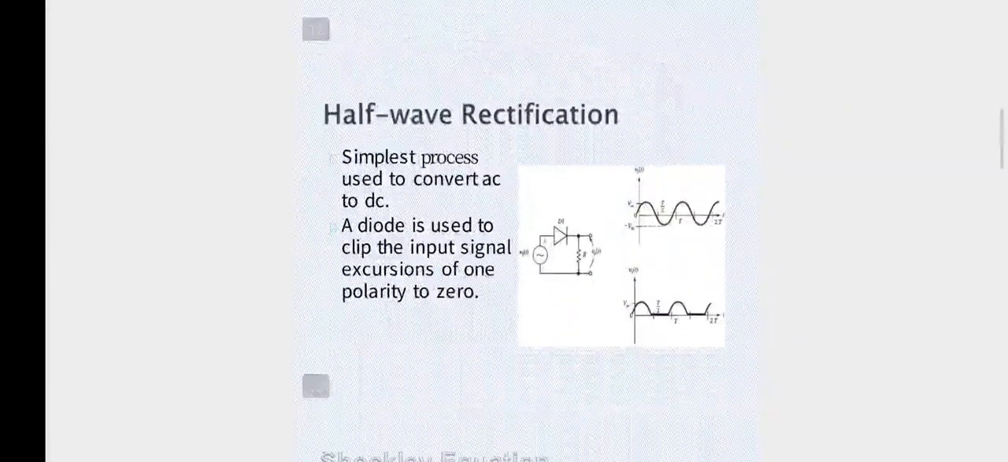Diodes are generally used for rectification purposes. What is a rectifier? It converts AC to DC by the process of rectification. There are two types of rectification process, half-wave rectification and full-wave rectification. Half-wave rectification is a simple process used to convert AC to DC. A diode is used to clip the input signal excursion of one polarity to zero.